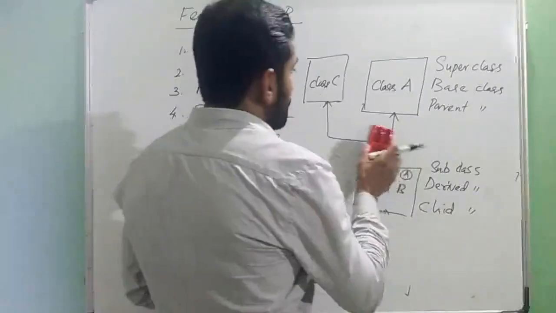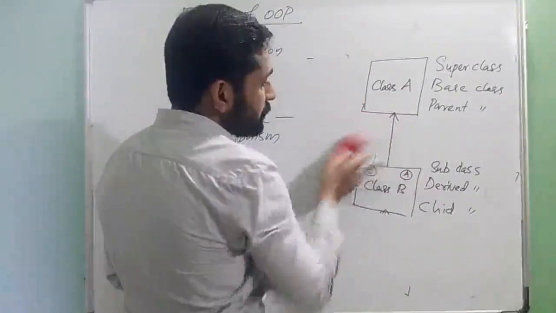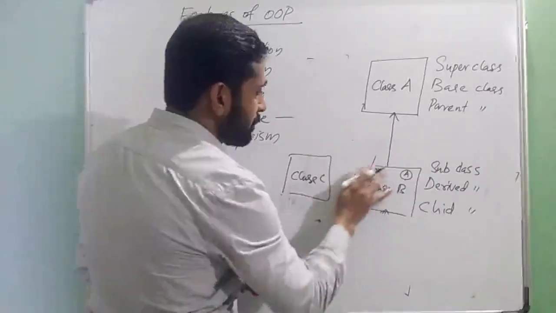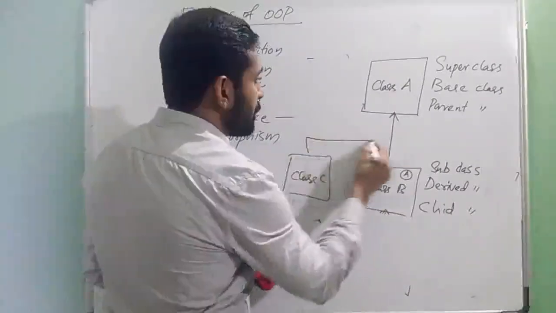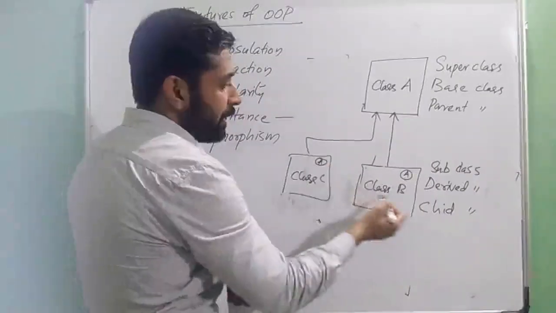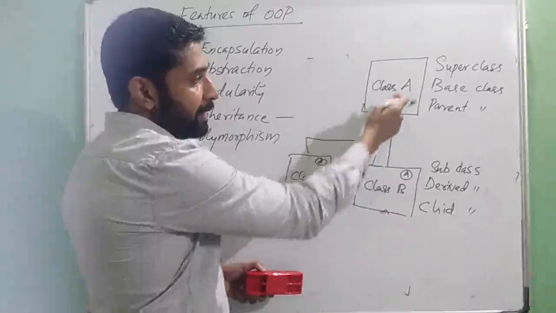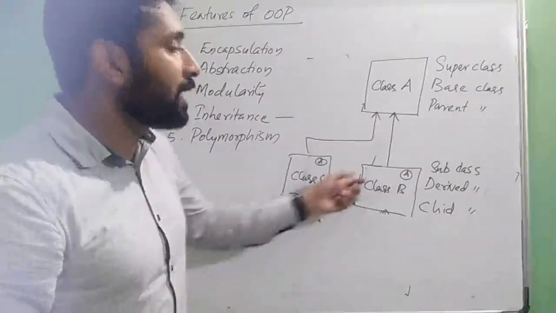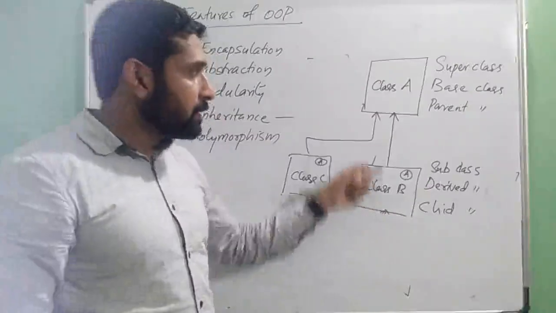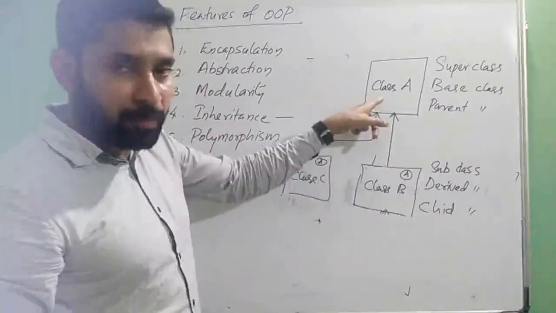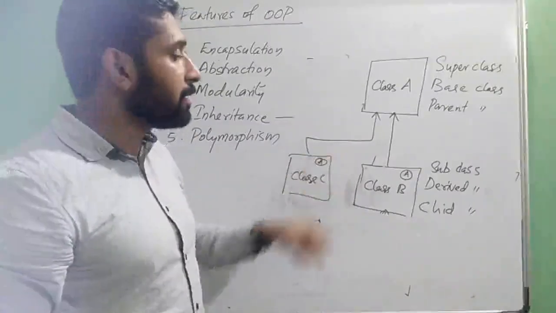Now suppose here we have class C. So class C and class B are created from A. This is called hierarchical inheritance. Class B is derived from A, class C is derived from A. This is called hierarchical inheritance.